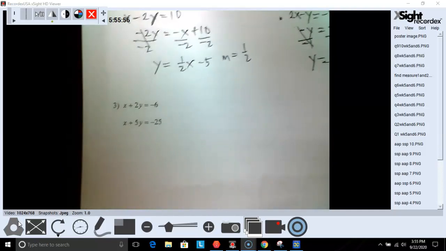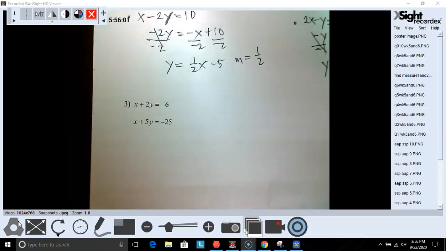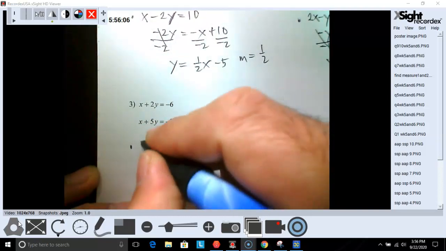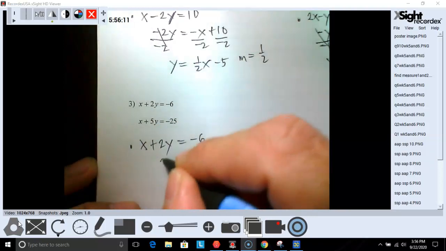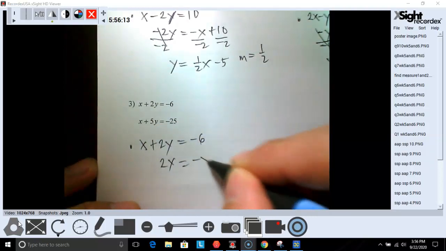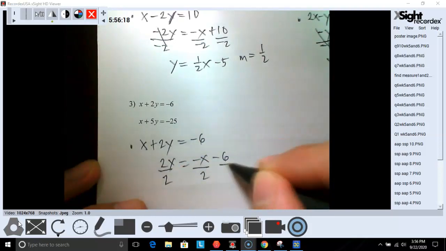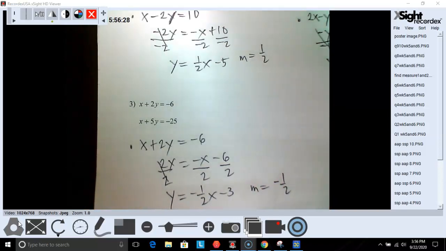Next, number 3. Let's see if these lines are not parallel and not perpendicular as well, but we will check just to make sure, doing the same procedure. Isolate the y on the left, put your x on the right, divide by 2, divide by 2. Y is -1/2 x minus 3. So our slope here is -1/2.